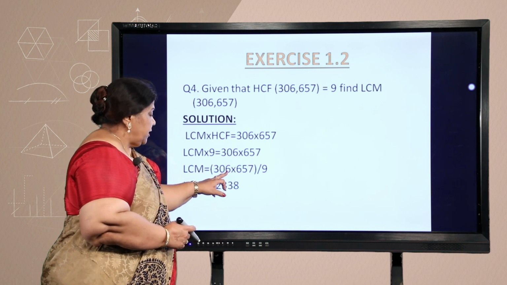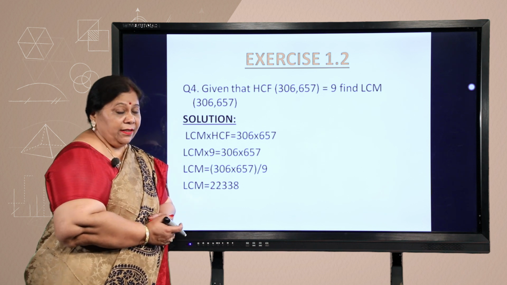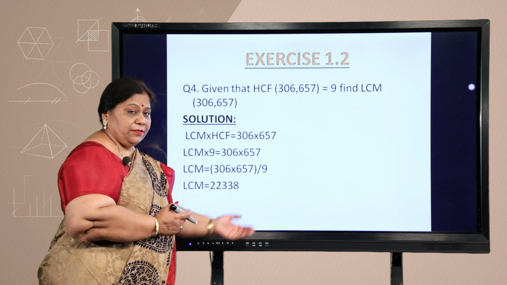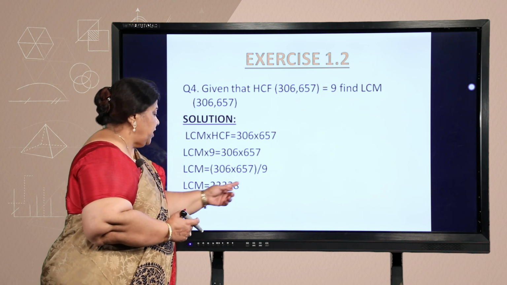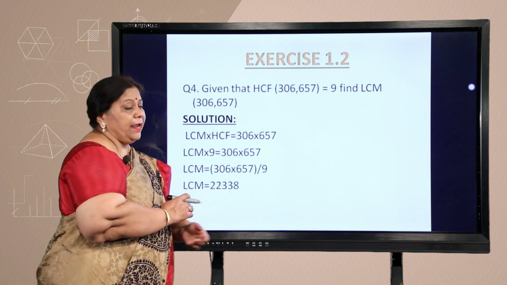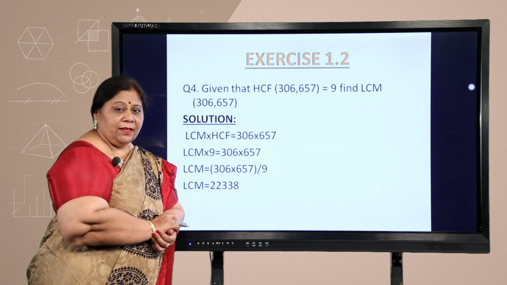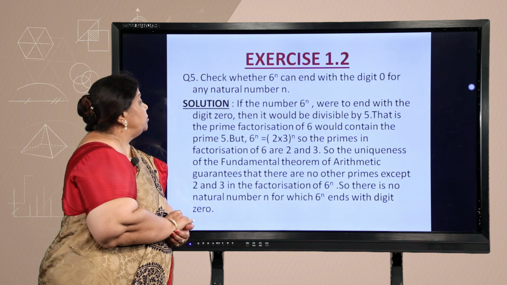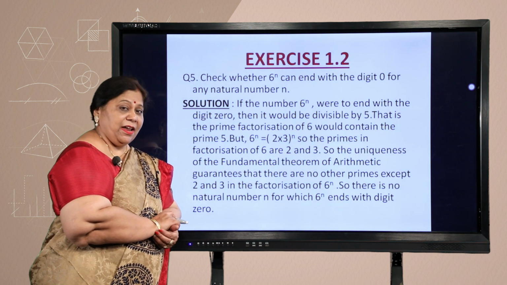Now, see 6 plus 3 is 9. Is 9 divisible by 3? Yes. I can cancel out with 3 and on simplification you will get here 22,338 as the LCM. Have you followed? Yes. Let us look into the next question, question number 5.